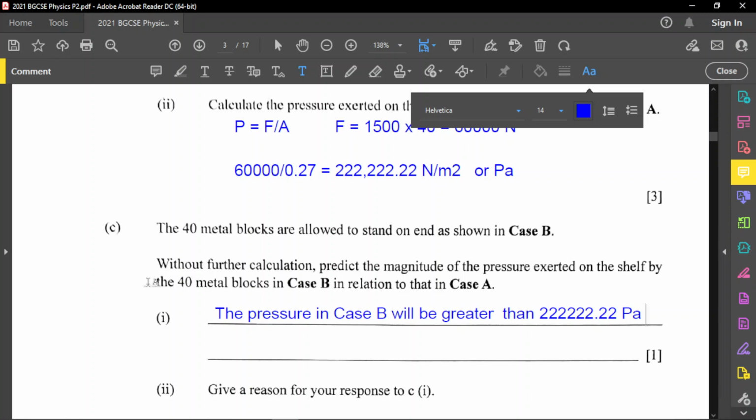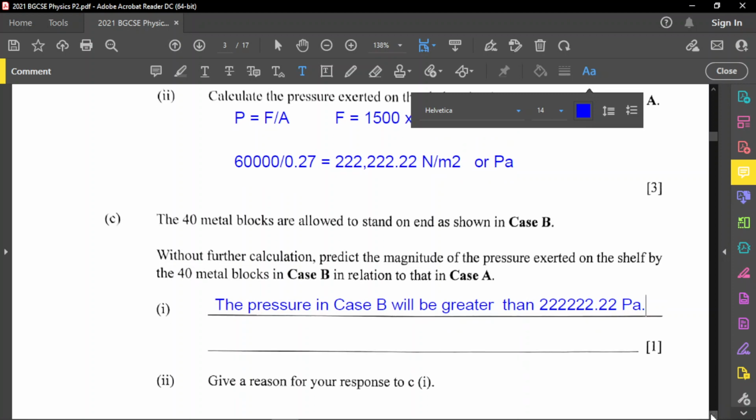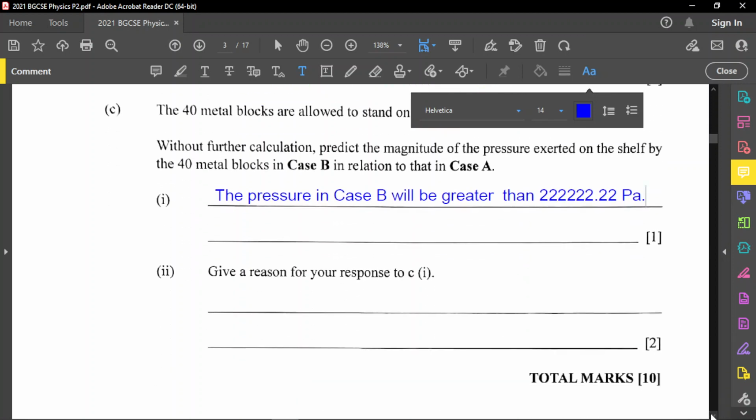So the pressure in case B will be greater than that in case A. So you can even say it that way without even using the numbers, but it must be greater than this value, must be. All right, just to make a note right there. So pressure in case B will be greater than pressure in case A. So wherever you put it, you could also do that. What you can also do is to put the greater than sign, and so the pressure will be greater than 222,222.22. Then give a reason for your response.